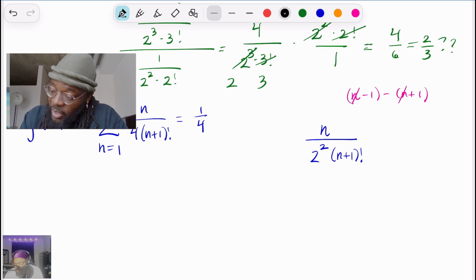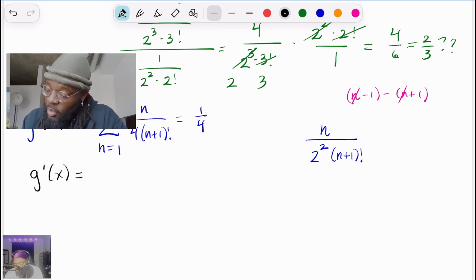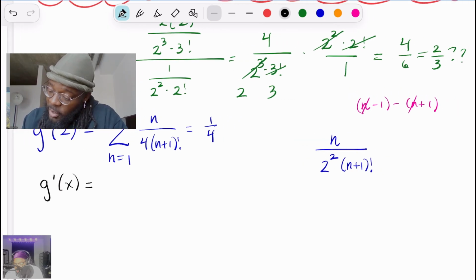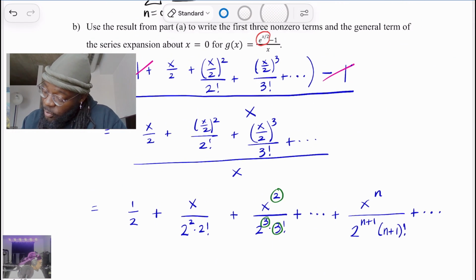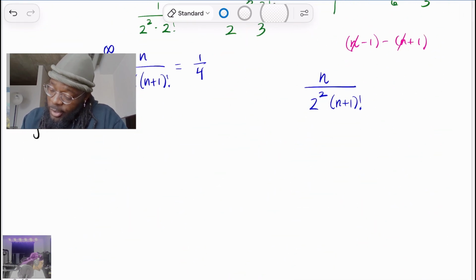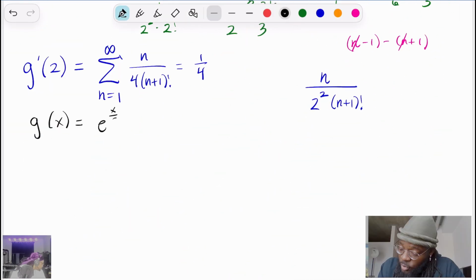So I know that g prime of x is going to be, and let me actually rewrite g of x first so I know what I'm doing. G of x was what? e to the x over 2 minus 1 over x. Okay, so e to the x over 2 minus 1, divided by x. I need to take the derivative, so I'm going to use quotient rule.